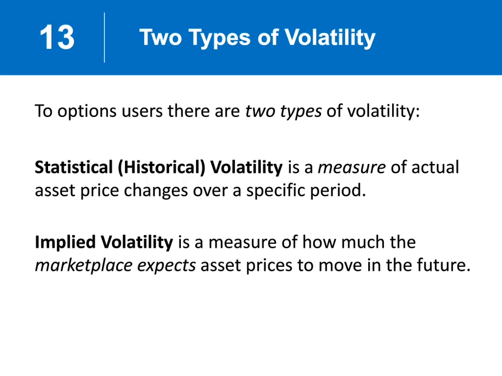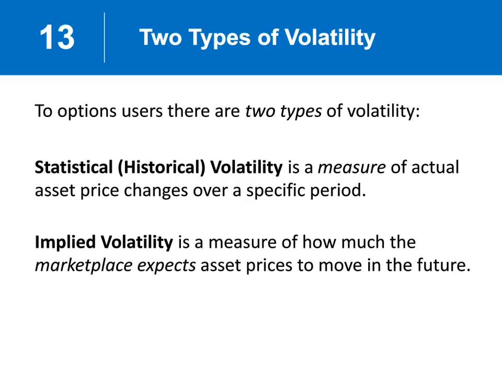Now, the second volatility, implied volatility. That's the measure, once again, of how much the marketplace expects asset prices to move in the future. Now notice the difference between these two volatilities. In the first one, historic, does that deal with the past or with the future? That's right. It deals with the past.